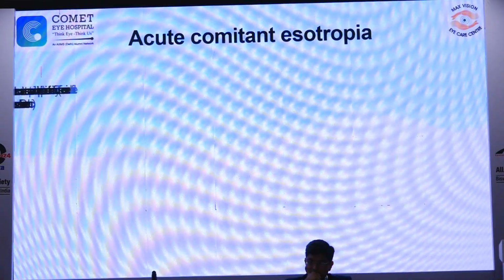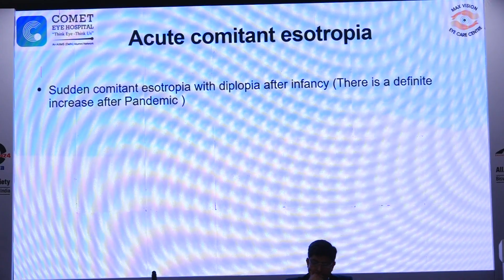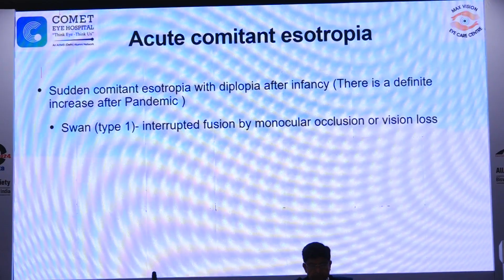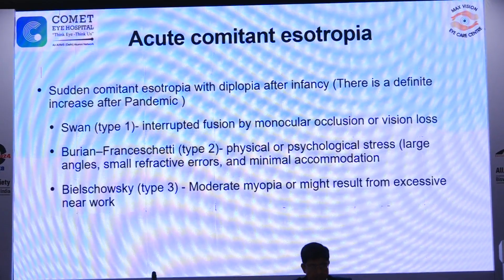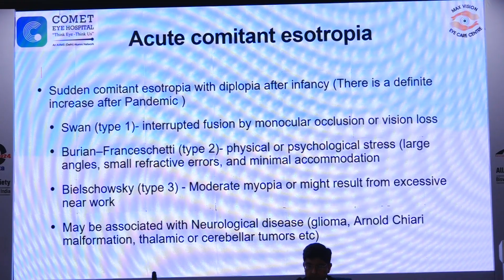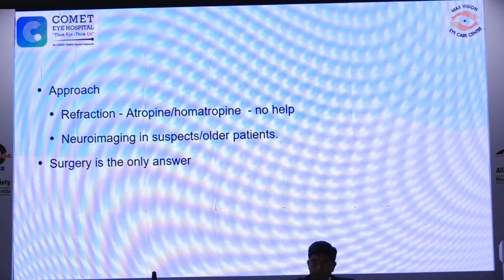Now, acute comitant esotropia is a sudden onset of esotropia beyond infancy. And there's a definite increase in these kinds of cases, definitely after the pandemic. Commonly there are 3 types: the Swan, Burian-Franceschetti, or the Bielschowsky type. And sometimes you do have acute comitant esotropia associated with intracranial pathologies, so they are to be investigated if they are not falling into the typical group.